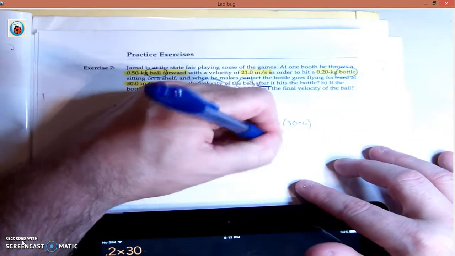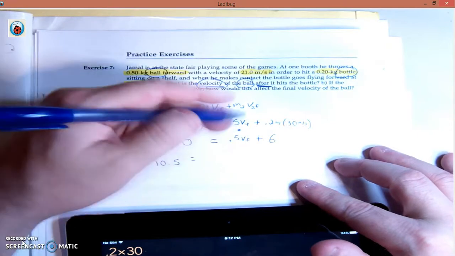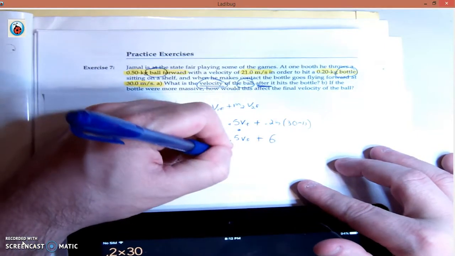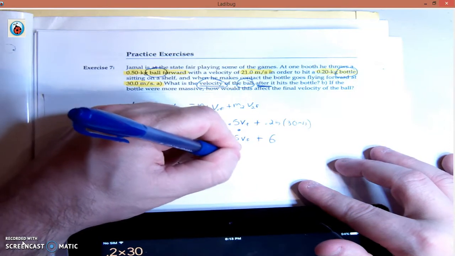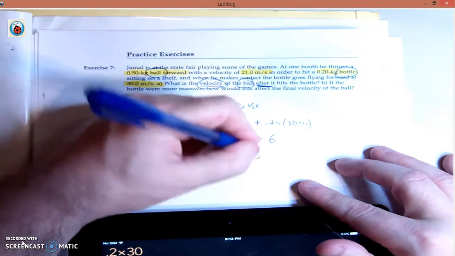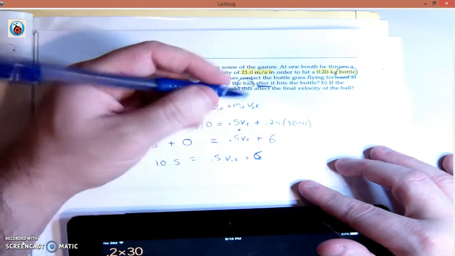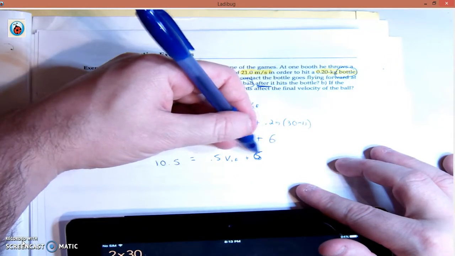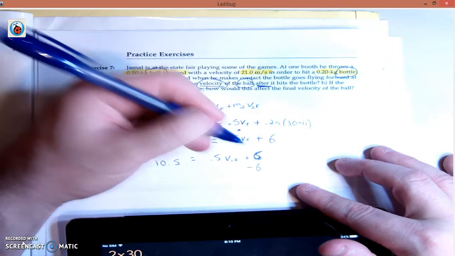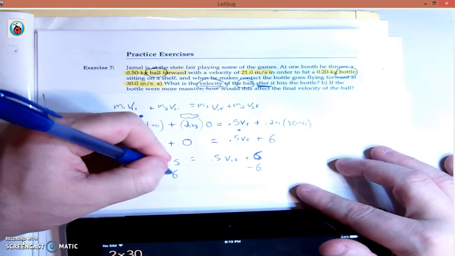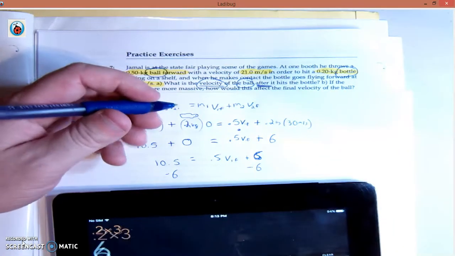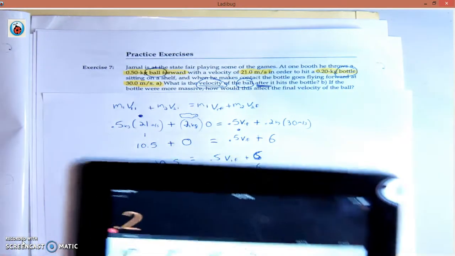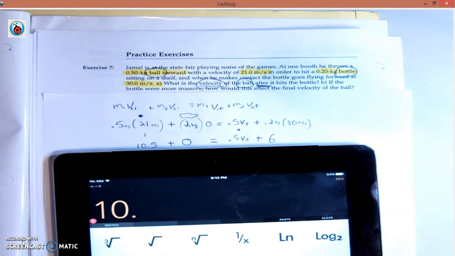Plus 6. Now that we got this, let's rewrite it. 0.5 final velocity of object 1. Object 1's final velocity plus 6. There we go. So now what we got to do, it's plus 6. We got to make the 6 disappear. So we're going to go minus 6. Minus 6. So 10.5 minus 6, let's just be safe. I'm going in a safe mood. 10.5 minus 6.